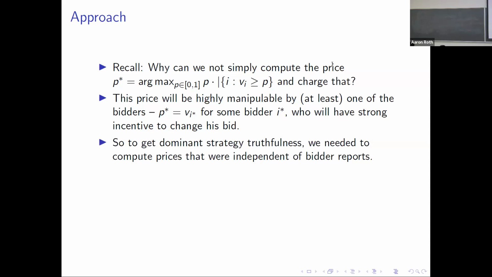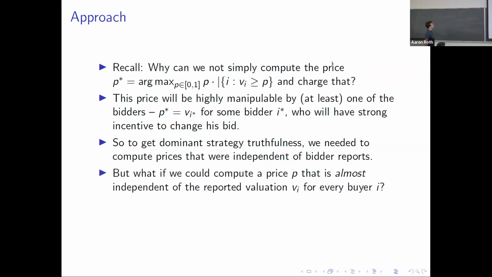And we noticed that, at least in these simple settings, this was like an if and only if condition. It's a characterization of dominant strategy truthfulness, because these are single parameter domains. If we want exact dominant strategy truthfulness, there's just no way around it. We've got to compute prices that are independent of bidder reports. Or we can offer different prices to different people, but the price that I offer to you better not depend at all on the bid that you make if I want it to be a dominant strategy for you to report truthfully. There's just no way around that.